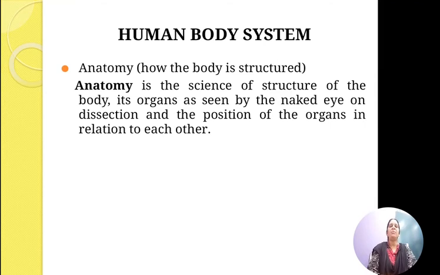The anatomy is the science of structure of the body, its organs as seen by the naked eye on dissection, and the position of the organs in relation to each other. Anatomy is how the body is structured.